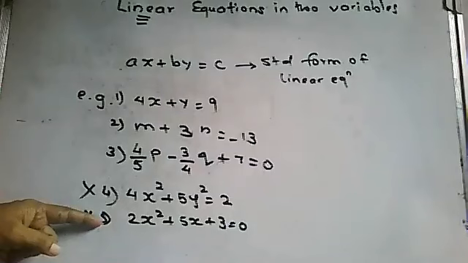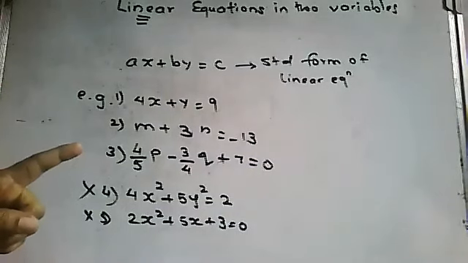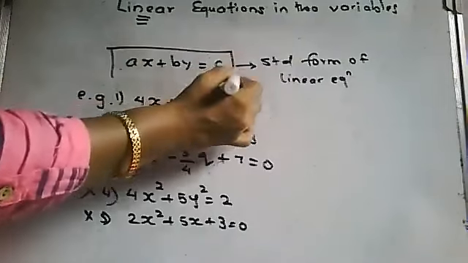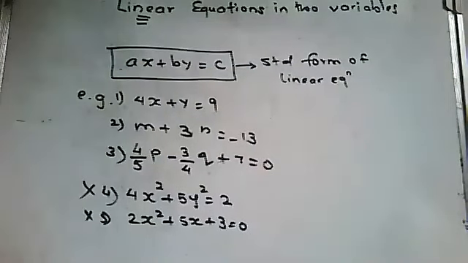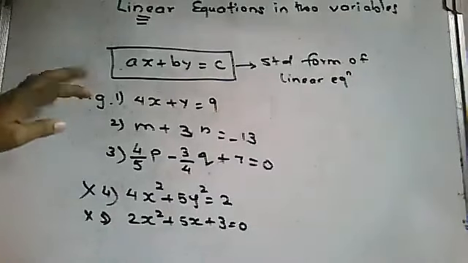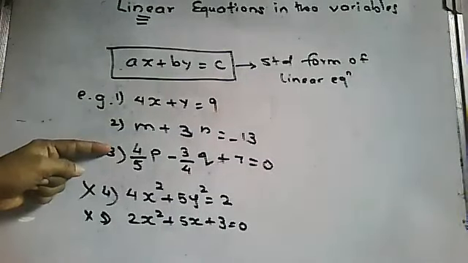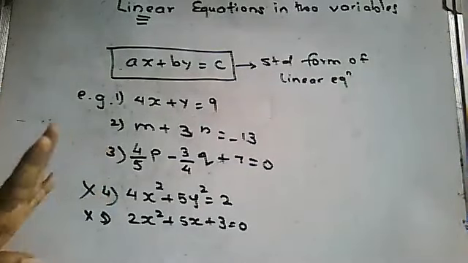A linear equation cannot have more than 1 degree. Remember, the degree has to be 1. So this is the general form of a linear equation: ax plus by plus c is equal to 0, or is equal to c, anything will do. Accordingly, first, second, and third represent the general equation, but fourth and fifth are not.